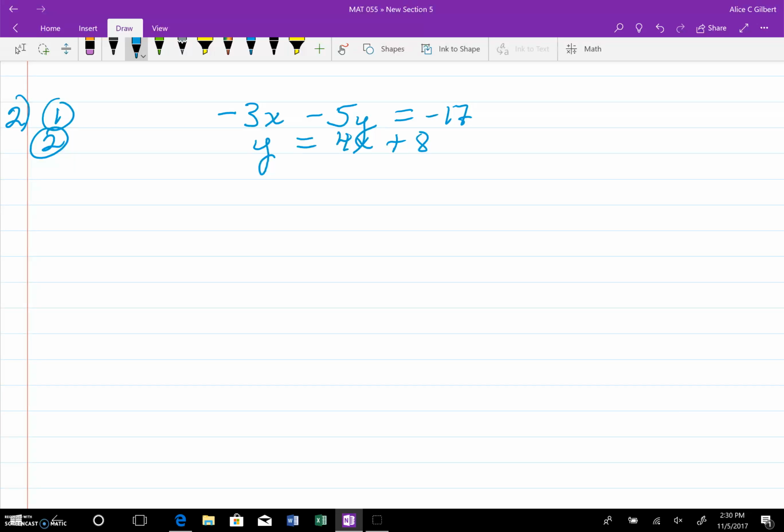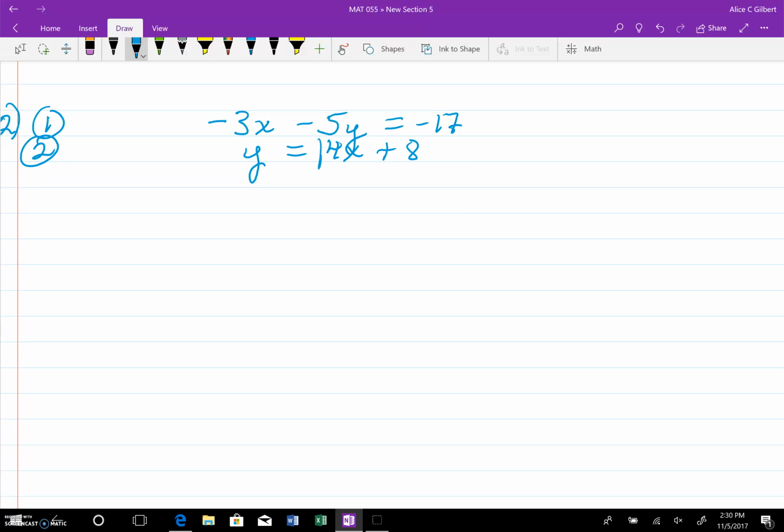Well, the second equation is already solved for one of the letters. You can do it for either x or y, but this one is already solved for y. Half the work's already done. I just need to take this stuff and put it right into this y. So that's equation 1 I'm going to be working with now.